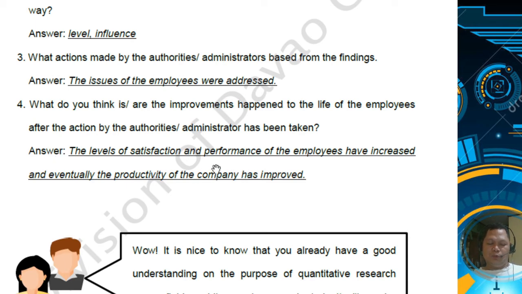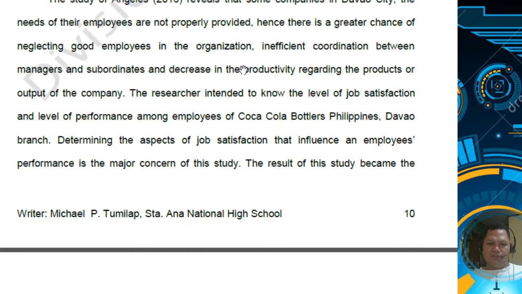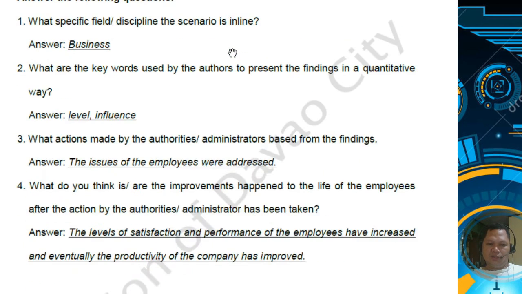So based on this problem, there is research conducted in the field of business. As you can see, the research helped the company solve their problems, increasing the productivity of the employees and job satisfaction. This is very important because if they did not have this study or its result, their company would probably face bankruptcy or lose their good employees. Okay, so I hope you have already determined the importance of quantitative research across fields.